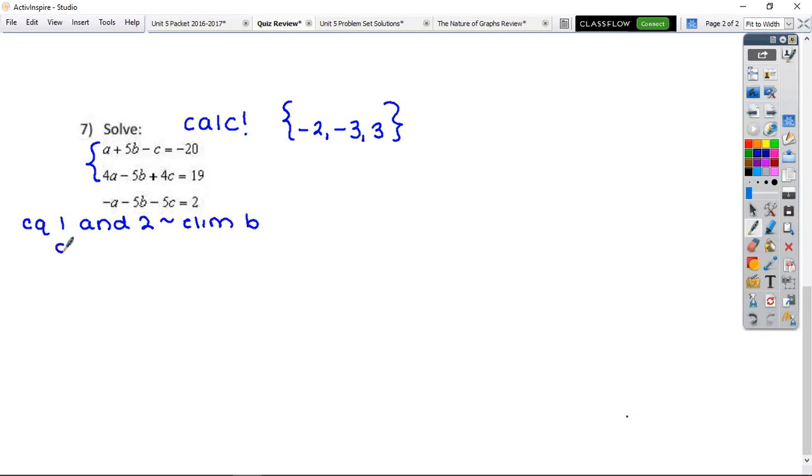So I'm going to go A plus 5B minus C equals -20. I go 4A minus 5B plus 4C equals 19, and add straight down anytime your signs are opposites.